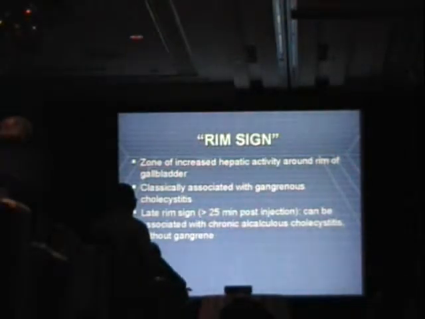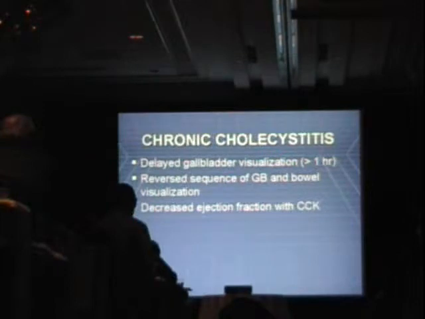Now, the rim sign that I spoke about, the activity surrounding the gallbladder, it's not as specific as people think. It can also be seen in chronic cholecystitis. If you see it early, it's a surgical emergency. It means that the gallbladder is not seen within an hour. That's a sine qua non. It's not a sensitive finding. We typically will see also reversal of sequence in the order.